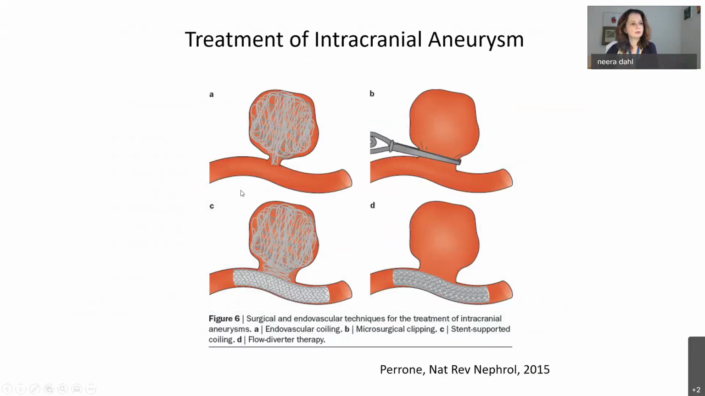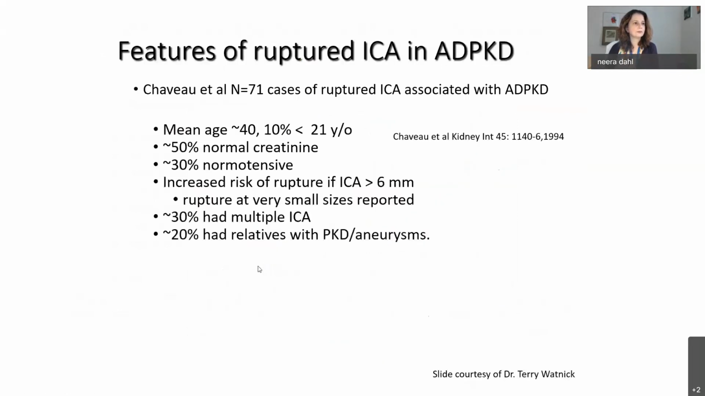And these are just different approaches to treating the intracranial aneurysm, whether it's stenting or clipping or coiling. And this is just looking at those patients who had ruptured intracranial aneurysms. In general, they were young. About half of them had normal kidney function, and about 2/3 of them had hypertension. And there's an increased risk of rupture if the intracranial aneurysm was greater than 6 millimeters, although there was some rupture at very small sizes.